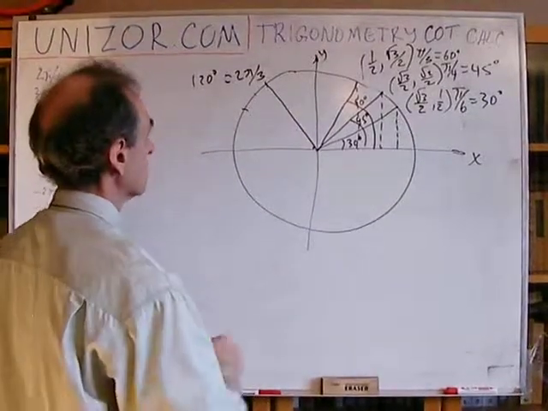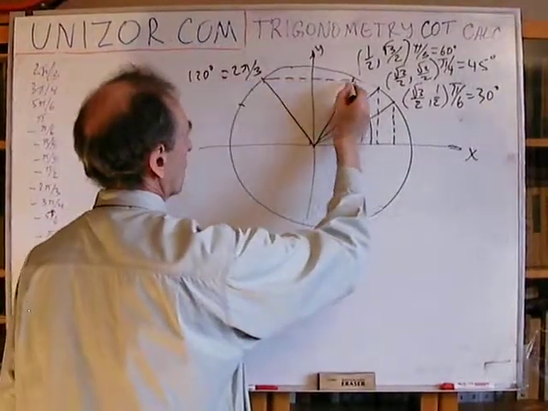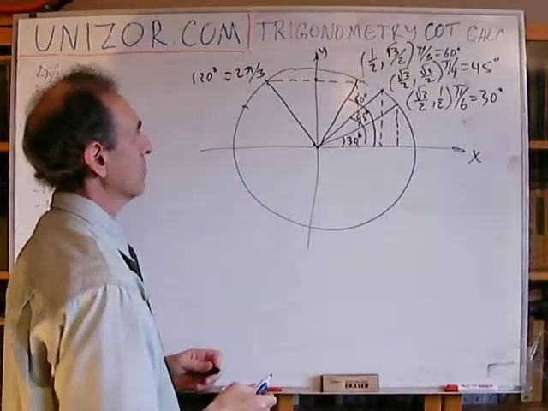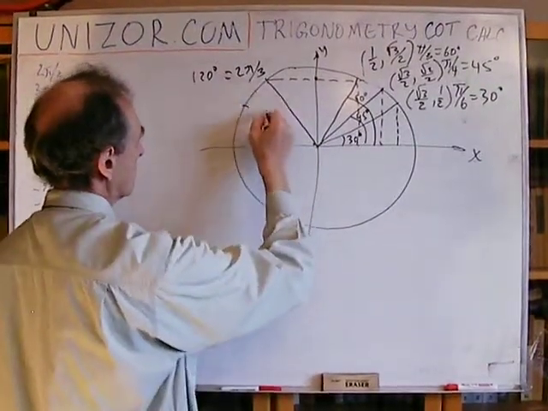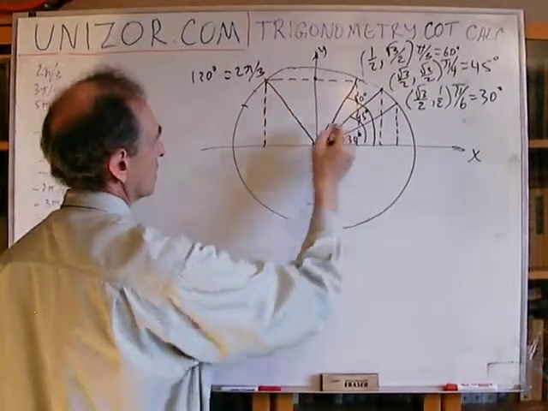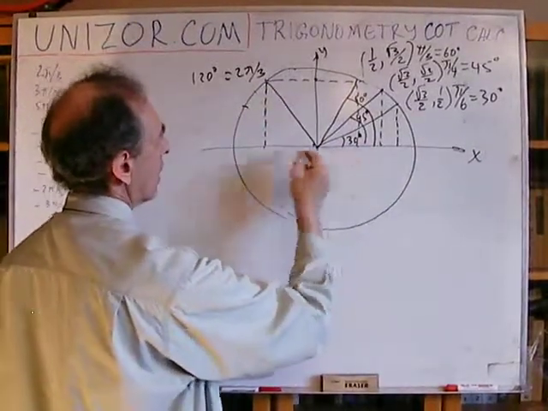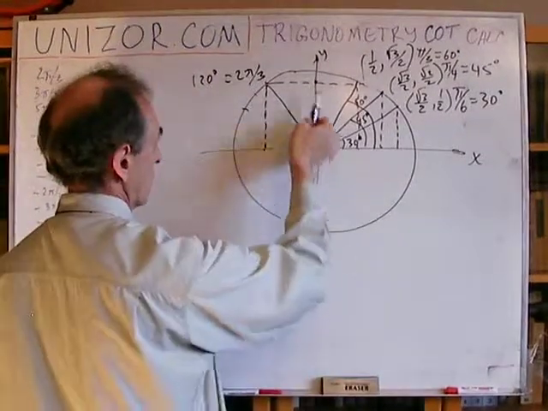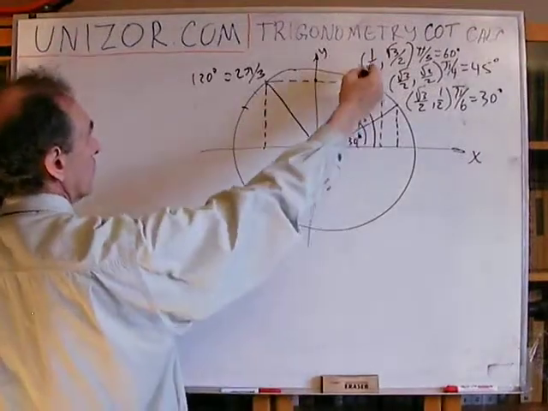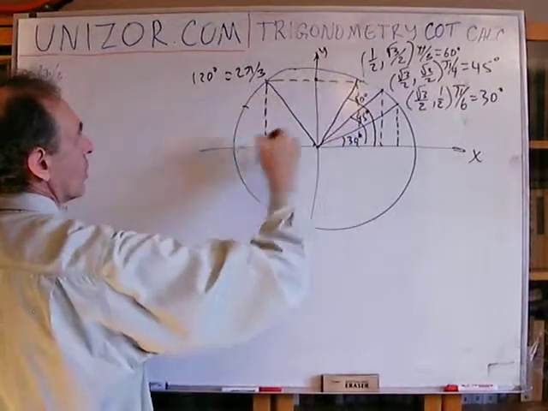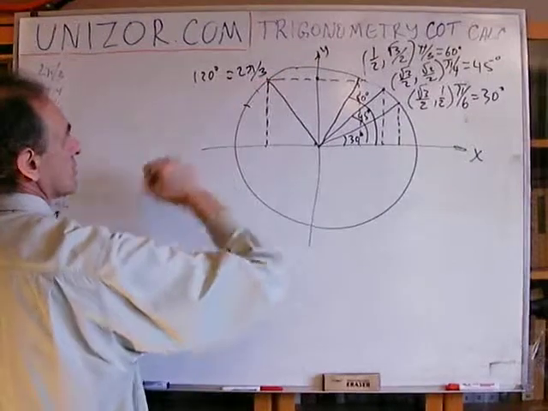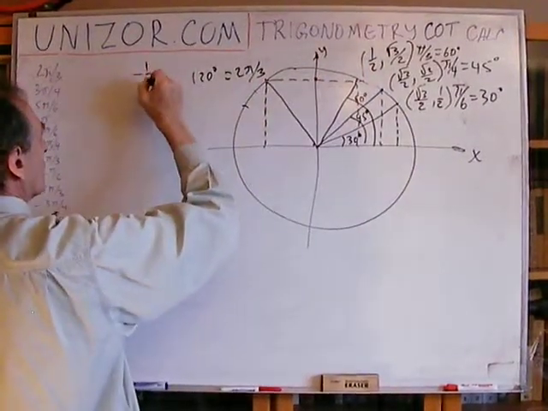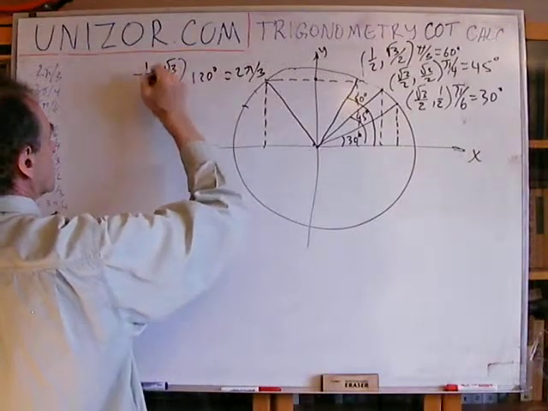Now, what does it mean? It means they project onto the same ordinate, so the ordinates are the same. And as far as their abscissas are concerned, they are opposite in sign, but the same in absolute value because of the symmetry. So to get from the coordinates of this point to this one, I will retain the ordinate and I will change the sign of the abscissa.